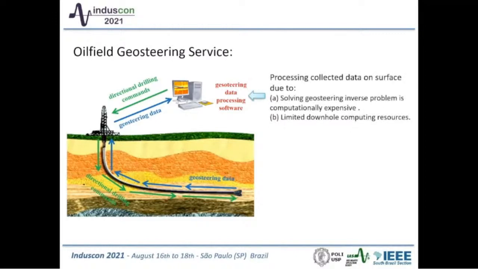However, because solving the geosteering inverse problem is computationally expensive, and due to the limitation of downhole computing resources, existing geosteering inversion programs are performed on the surface, using the sensed data transmitted from downhole to surface. Since the maximum data rate in this scenario is around 20 bits per second, data transmission from downhole to the surface incurs serious delays. This bottleneck often leads to wrong geosteering decision making.